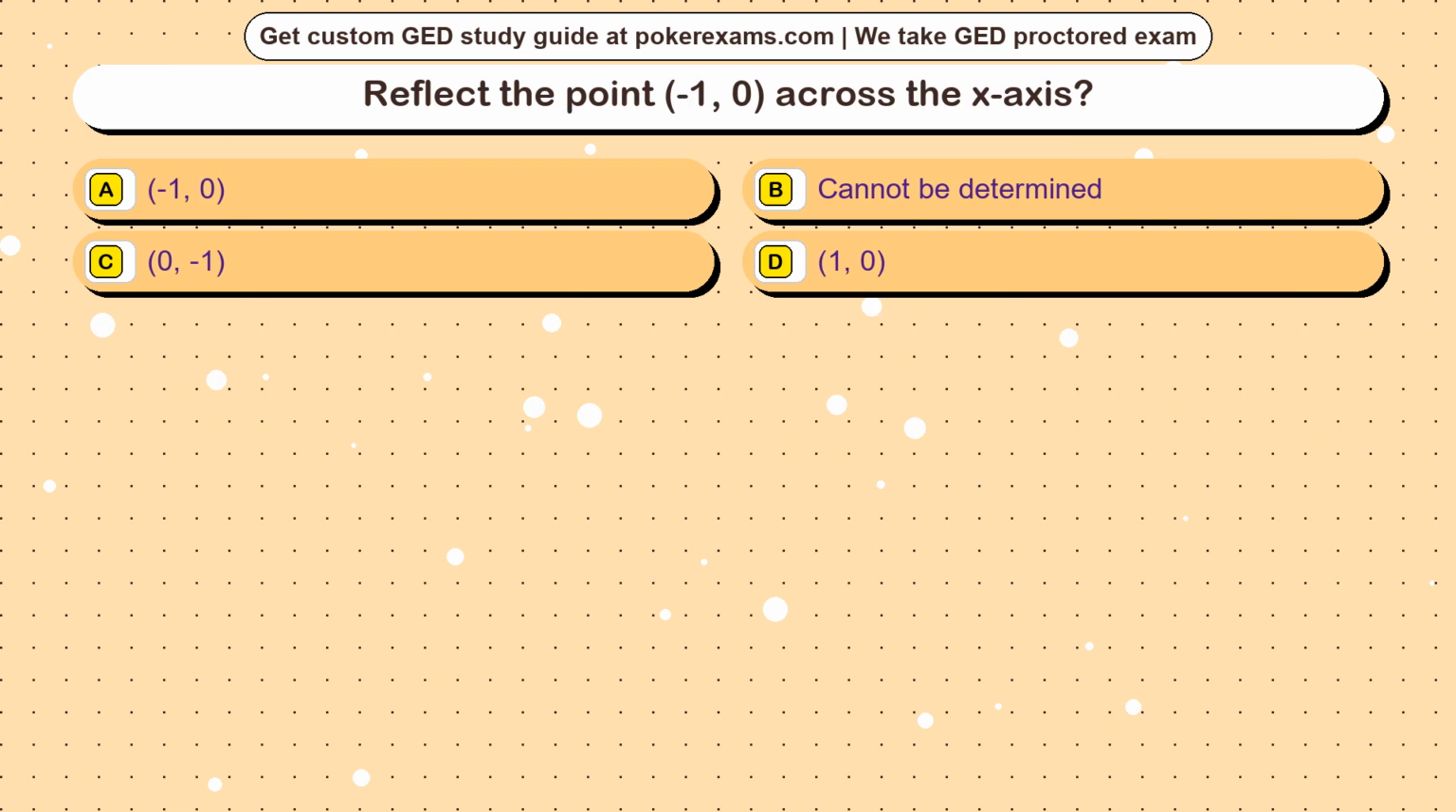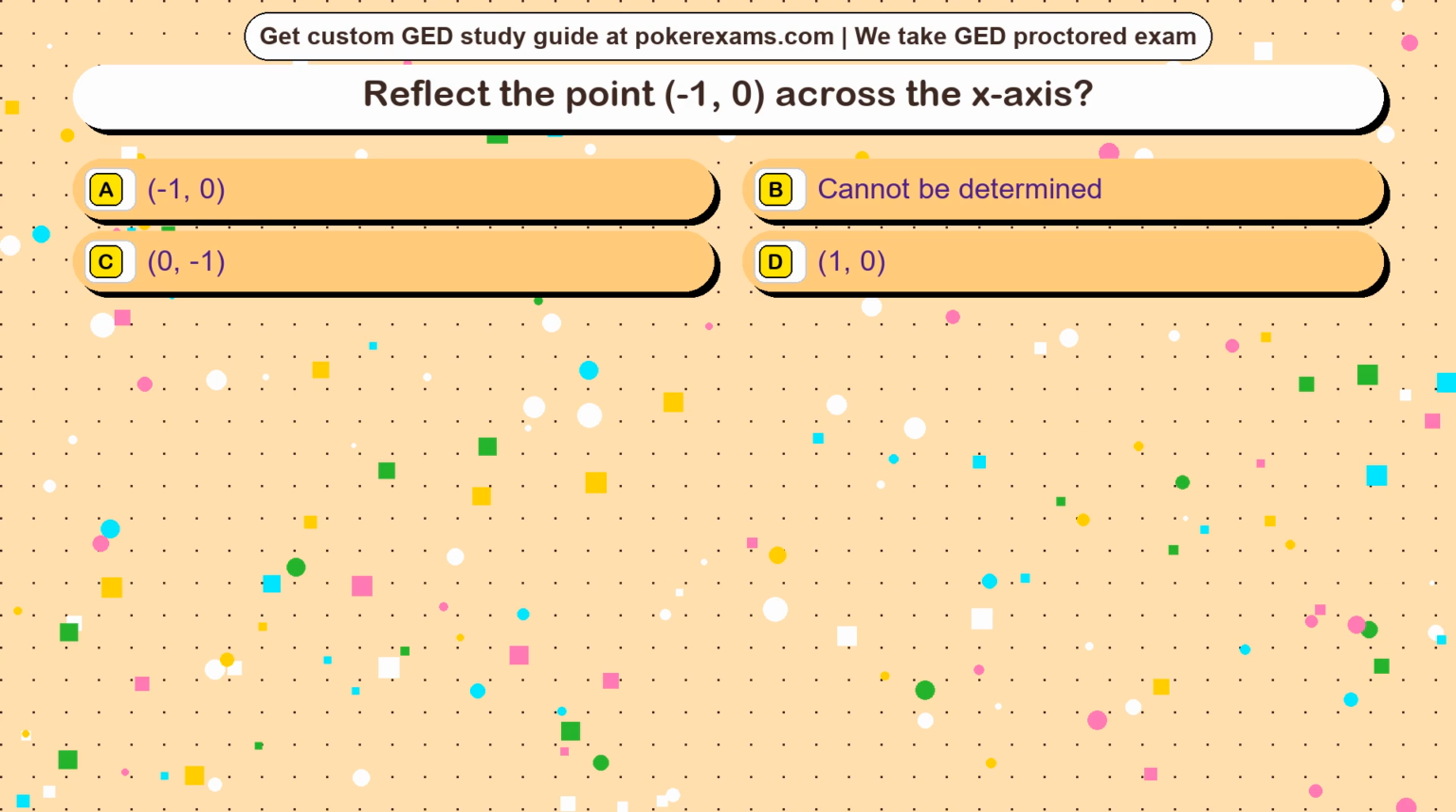Question 17. Reflect the point (-1, 0) across the x-axis. Option A, (-1, 0). Option B, cannot be determined. Option C, (0, -1). Option D, (1, 0).